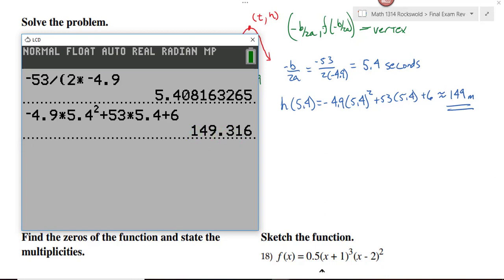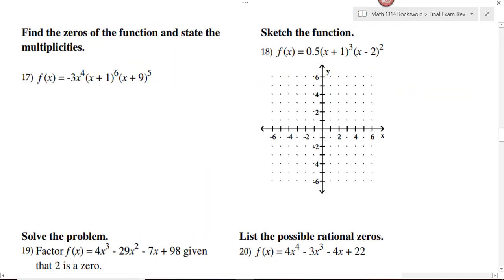Number 17. We're asked to find the zeros of the function and then state their multiplicities. I'm going to organize this into a table. One of my zeros is what? Negative 1 is a 0, and negative 9 is a 0. You missed one. 0 is a 0 as well. What's the multiplicity of this 0? Negative 1: 6. It's the power that that's raised to. What's the multiplicity of negative 9? 5. And what's the multiplicity of 0? 4.